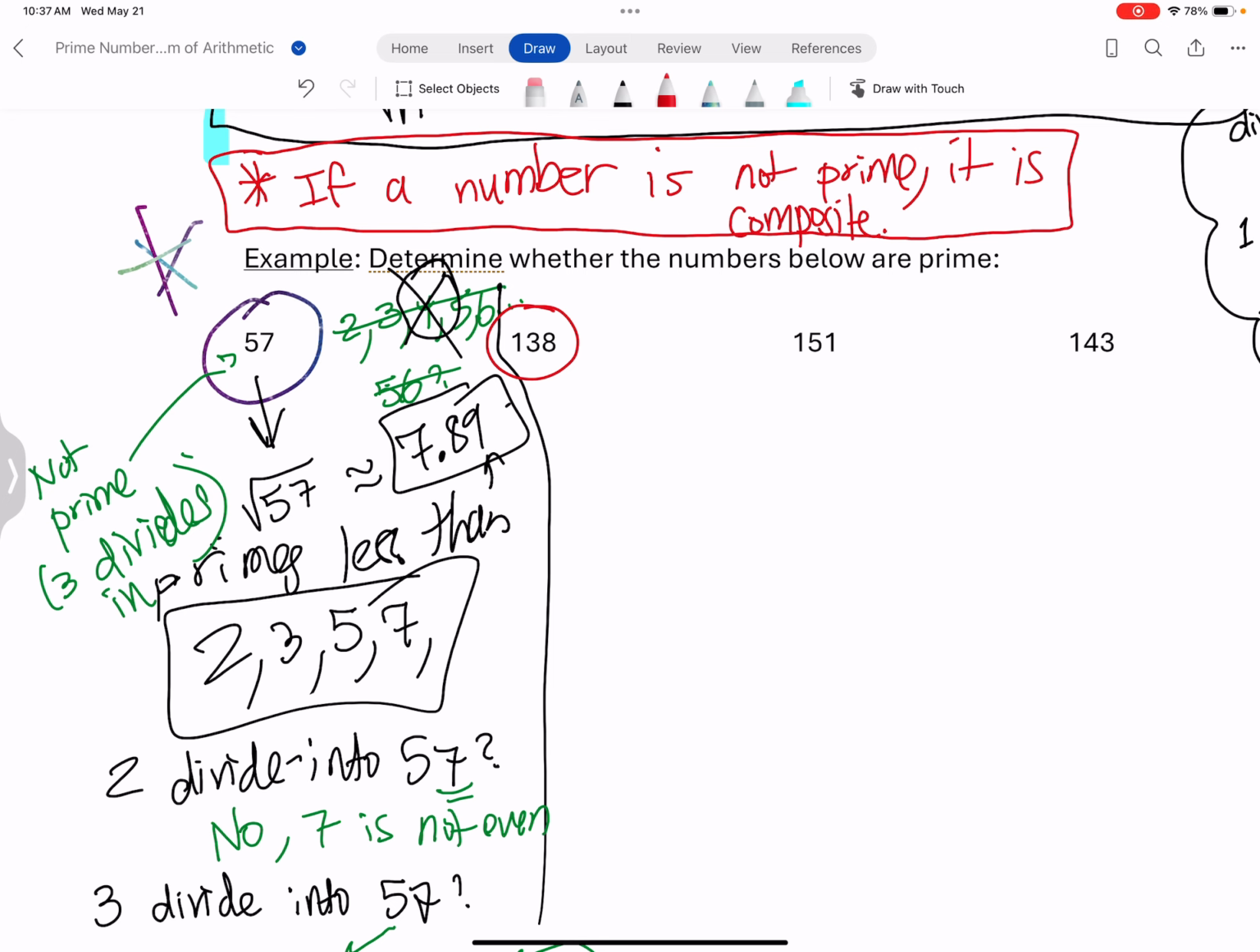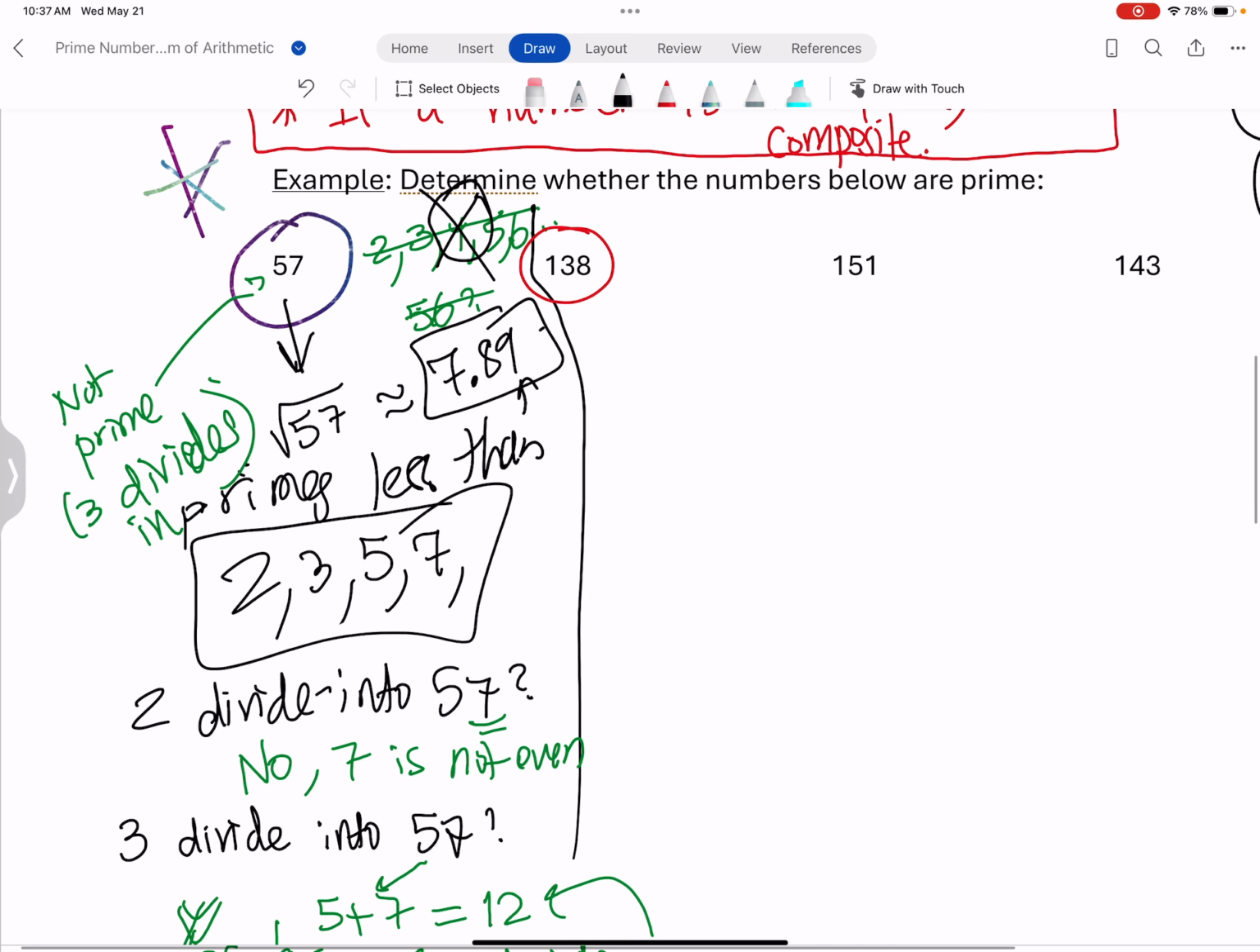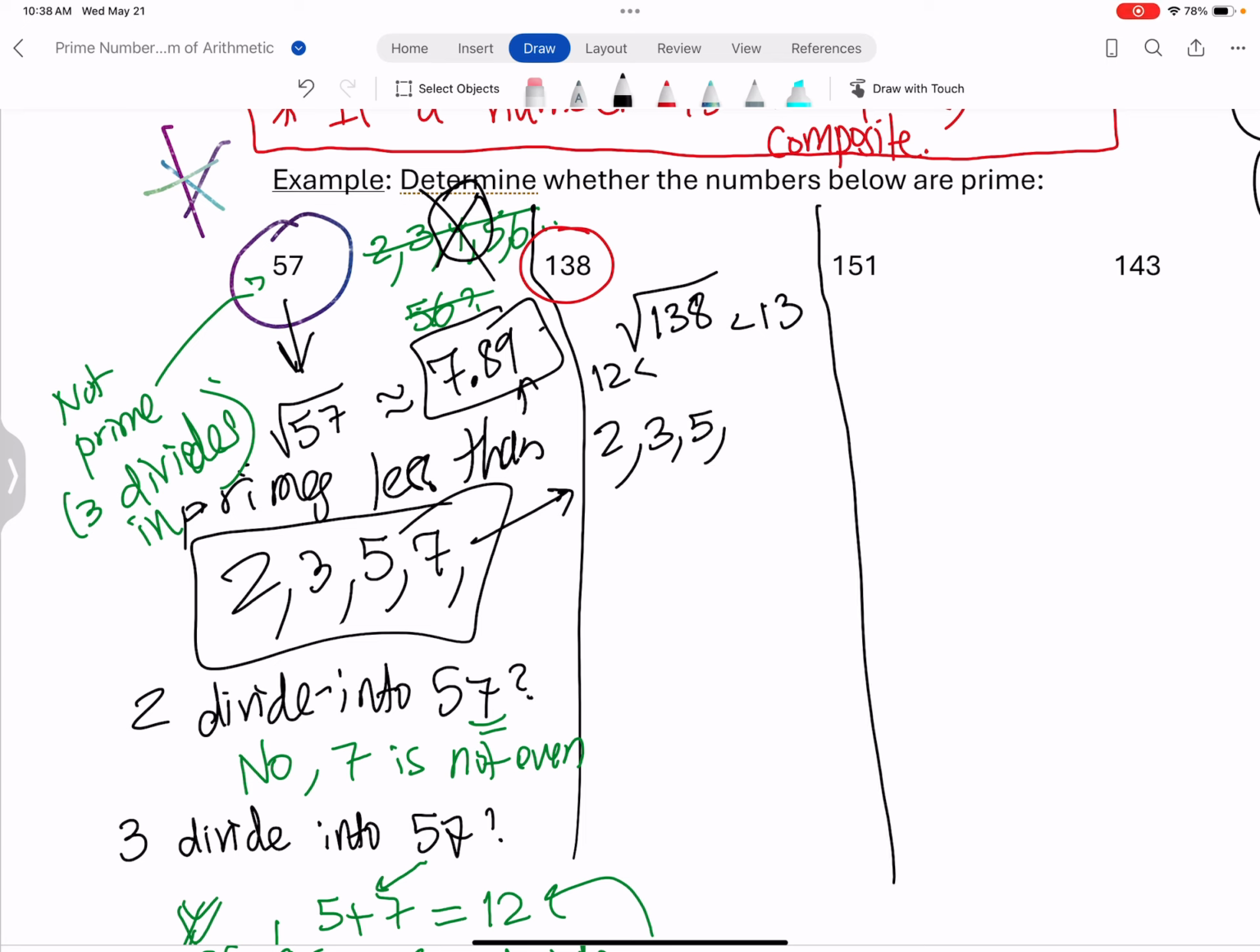Okay, let's try 138. So the square root of 138, let's see, I think it's between 12 and 13. It's somewhere, yeah, 12 is less than it, and 13 is bigger than it. So I want all the primes less than 13, basically. 2, 3, the same list, except I'm going to go a little farther, because the square root of this number that I'm interested in is a little bigger than the square root of the last number. 2, 3, 5, 7, 11 is the next prime after 7, and then 13, I guess I can test him.